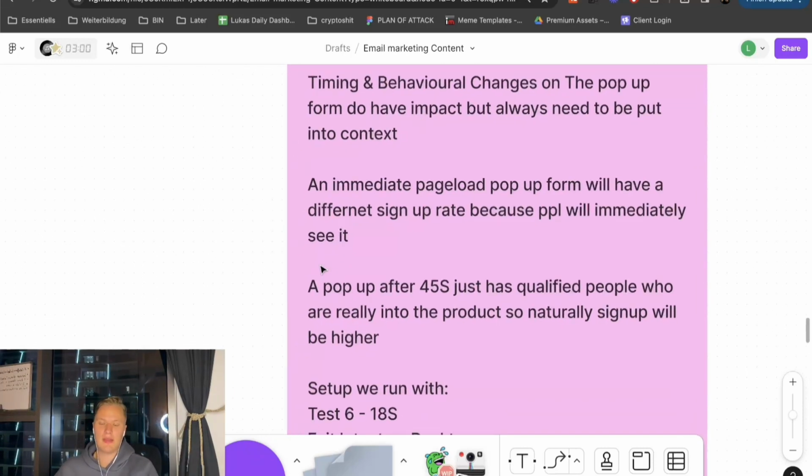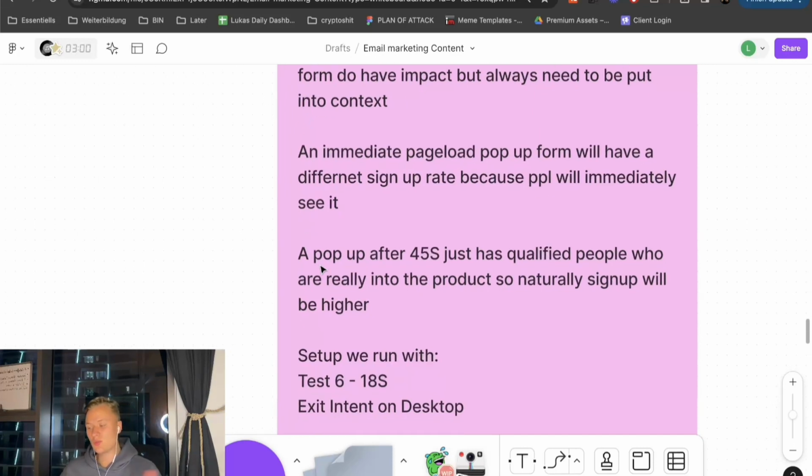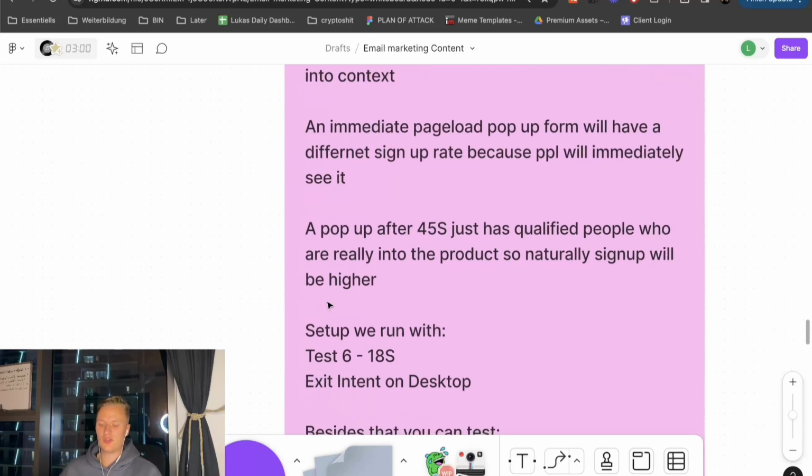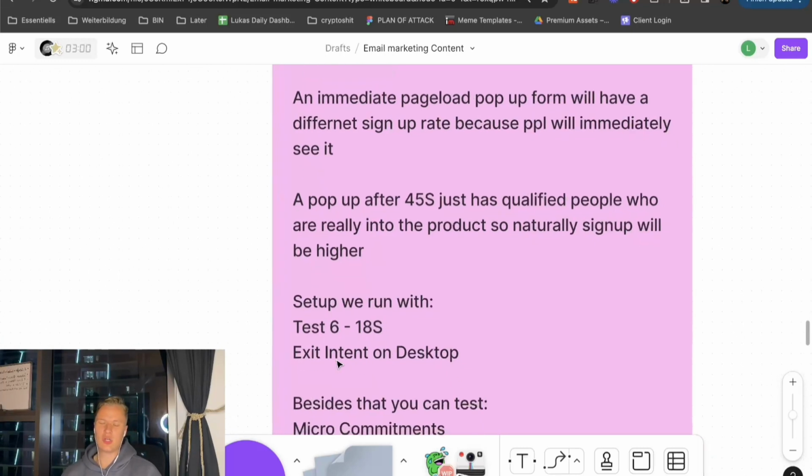So you have to play around with the timings, because something super immediate will have a high chance because it basically will be seen by a lot of people. And something on the total opposite will have a high sign up rate as well, because you only have the ones that are super qualified. So the setup we run with is we test 6 to 18 seconds, and then we have exit intent on desktop. On mobile, it's not really working, so that's kind of what we do.